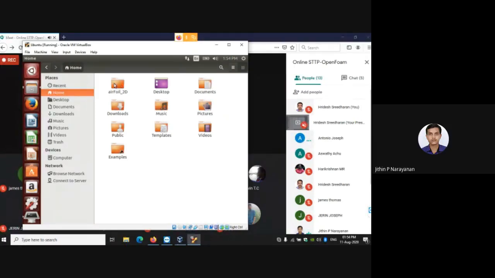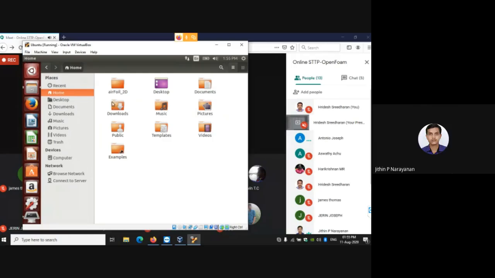Where will this file be created? It will be created in the case folder, so the terminal should actually be present inside that case folder. Suppose in our case that is airfoil2D. So the path of the terminal should be inside airfoil2D. Then only we need to execute the command. To be in that path, you should cd to that folder: cd, space, that path.